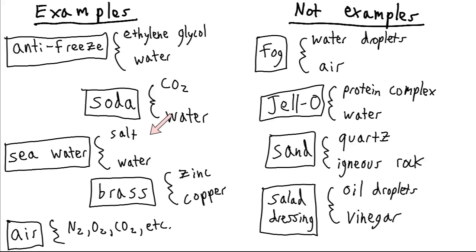Seawater, you have a solid, which is salt, mixed with a liquid, which is water. We can have other solvents than water. Water just happens to be a very good one. It's good at dissolving other substances. Brass is a solution of zinc and copper, or you could think of it as copper and zinc. Both act as solvents for the other. Air, we have various gases mixed together, all acting as solvents for each other.